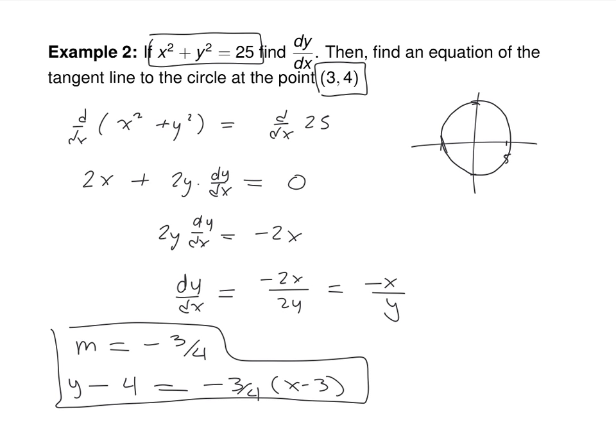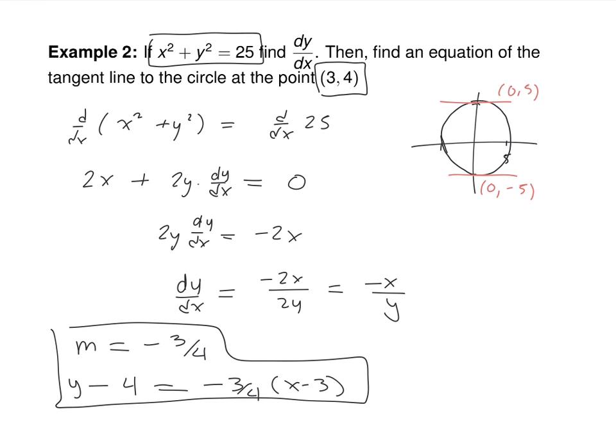Does it make sense that in these two places, the tangent lines are horizontal? And in those two places, the coordinates are x is 0, y is 5, and x is 0, y is negative 5. If you plug those numbers into this equation for the derivative, does it give you a slope of 0? It does, doesn't it? You do 0 over 5, that's 0. You do 0 over negative 5, that's 0, right?